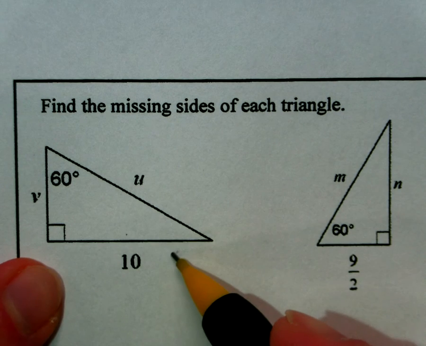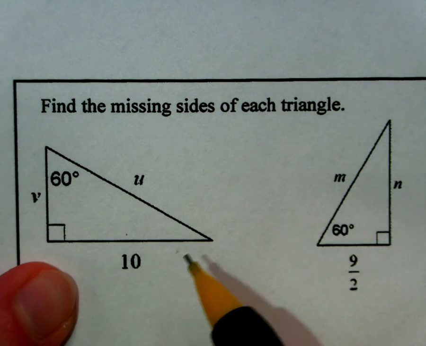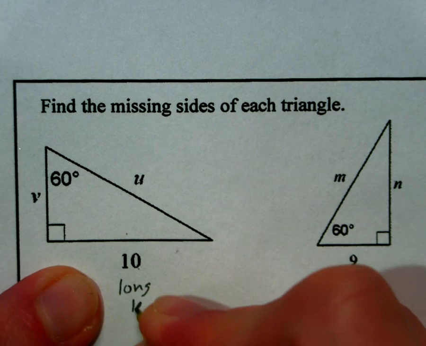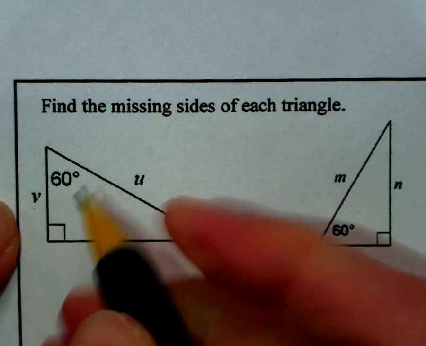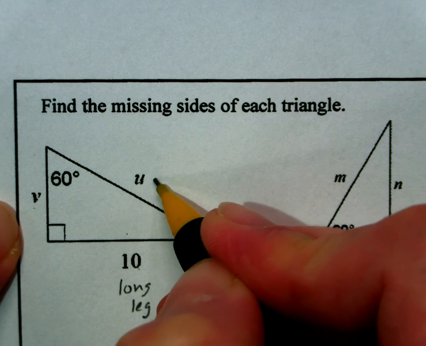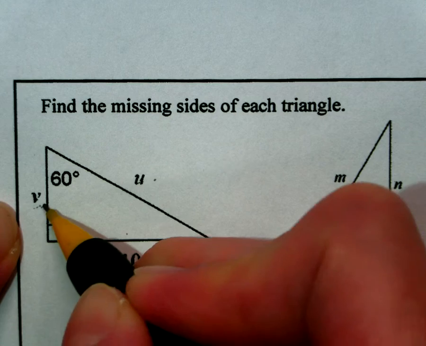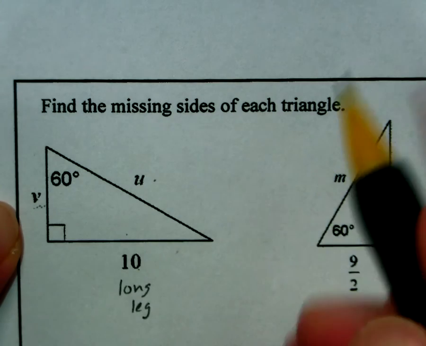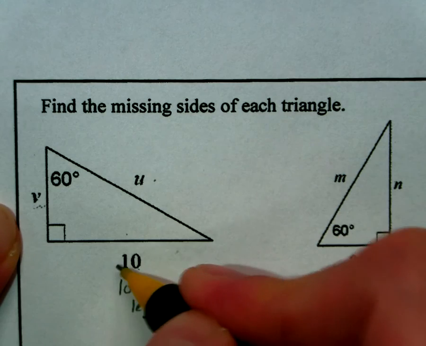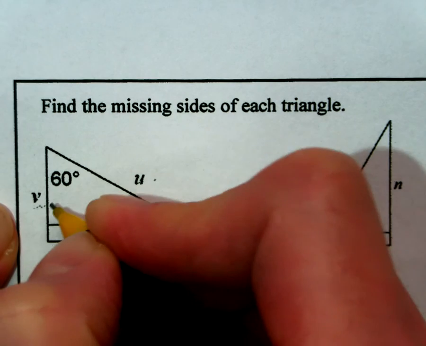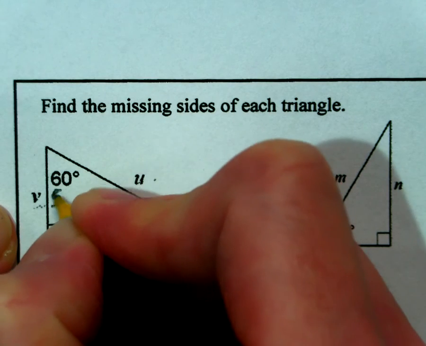So down here, if I look at what we have, I am given the longer leg. This is the long leg. Okay? We need the short leg, and we need the hypotenuse. You have to find the short leg first. There's really no other way to do this. So to find the short leg, what we would do is we'd take 10 and divide by 2. So I know that this side over here is 5.